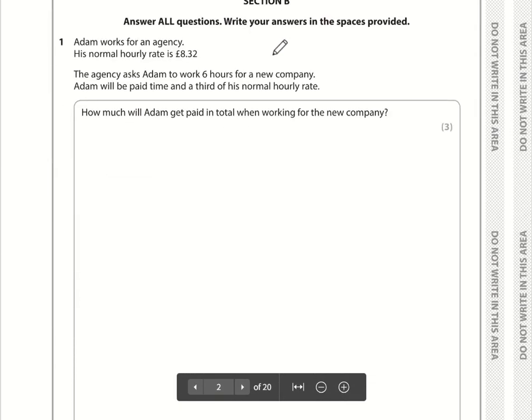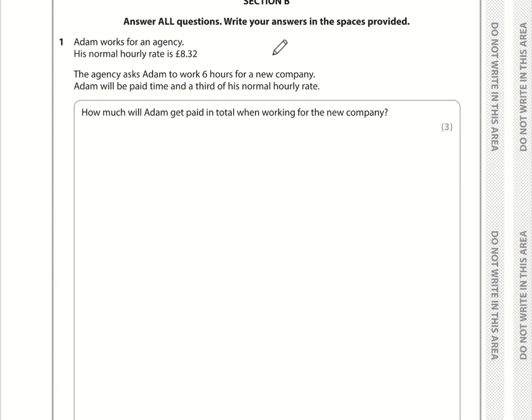So Adam works for an agency earning £8.32, and he's working 6 hours for this new company. So that's going to be £8.32 times by 6.